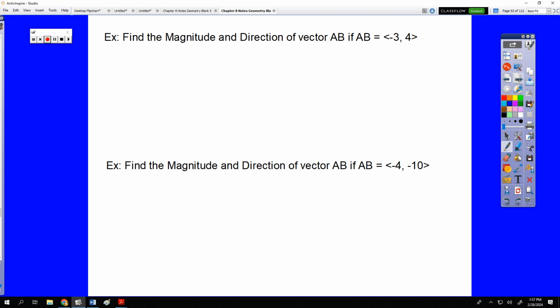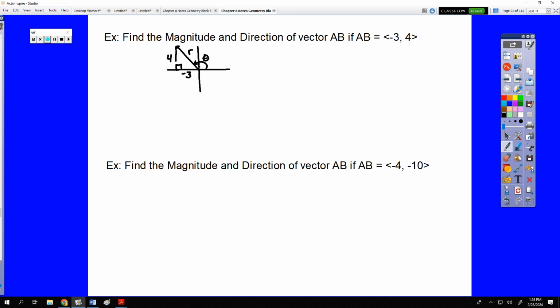So if you wanted to, you could draw a quick picture. If the vector's component form is negative 3, 4, and it is in standard position, that would mean your vector AB is in the second quadrant. You would be going left 3 and up 4, just like you're graphing a point, which means you're looking at r being the magnitude, the distance from the origin to the end of the vector, and theta is the direction, which again is the angle between the positive x-axis and that vector, which means you should be expecting to get an obtuse angle.